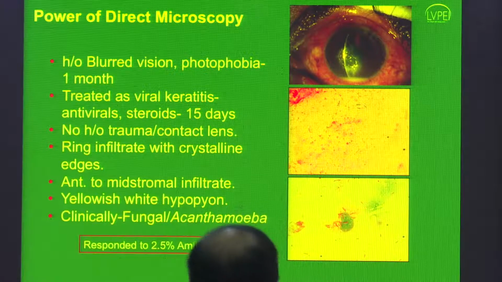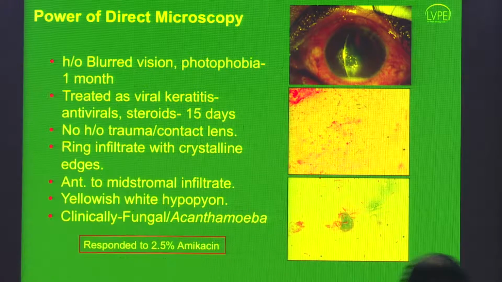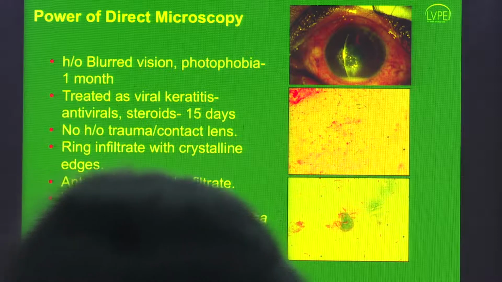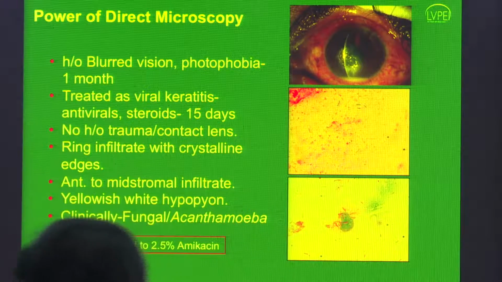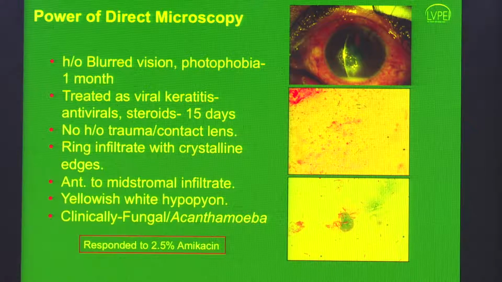And here is an example of a patient who was treated as viral keratitis for a long time and had no history of trauma or contact lens. And when he came to us, you can see what this patient had. This is gram stain, where the organisms are poorly stained, and the same slide when stained with acid-fast stain shows red bacilli, which is suggestive of mycobacteria. And treatment is immediately decided: it should be amikacin 2.5%, and this patient responded very well to that.